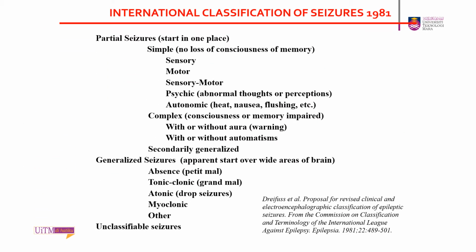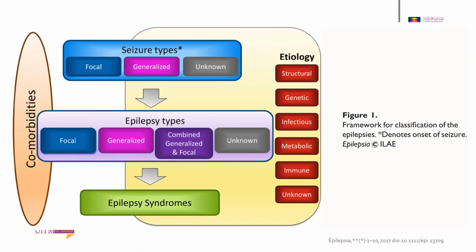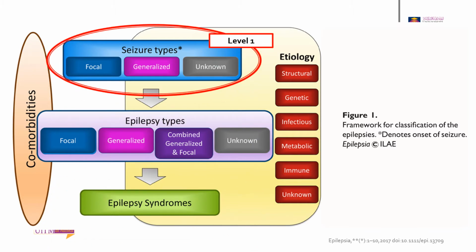There are many classifications which have been revised and updated by the International League Against Epilepsy, ILAE. The latest classification has been published in 2017. This framework shows that there are 3 levels involved. Level 1 is classification of seizure types based on the seizure onset. The seizure onset can be categorized into 3. It is either focal onset, generalized onset, or unknown onset.